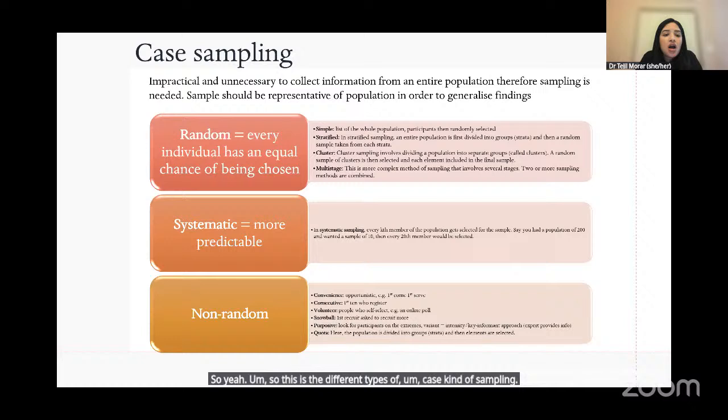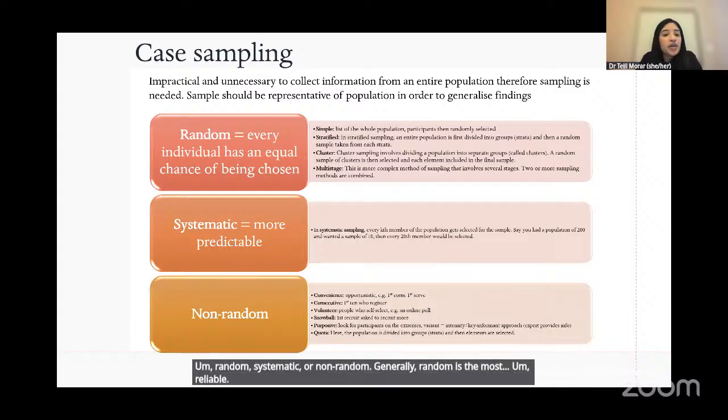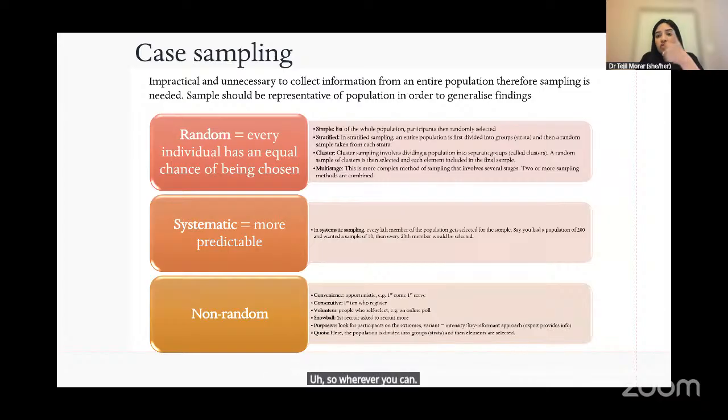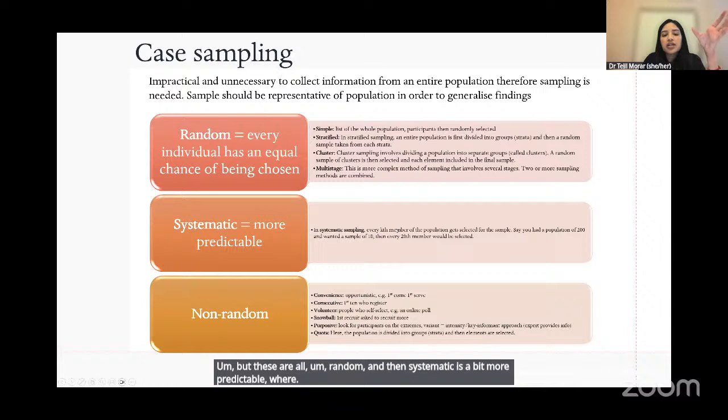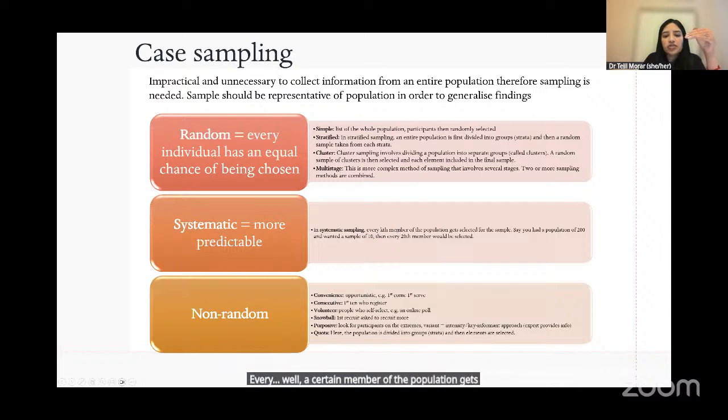It can be random, systematic, or non-random. Generally, random is the most reliable. So wherever you can, choose random sampling, and there's different types. So there's simple, stratified, cluster, and multi-stage. But these are all random, and then systematic is a bit more predictable, where a certain member of the population gets selected for the sample.